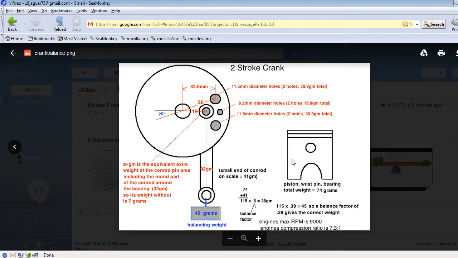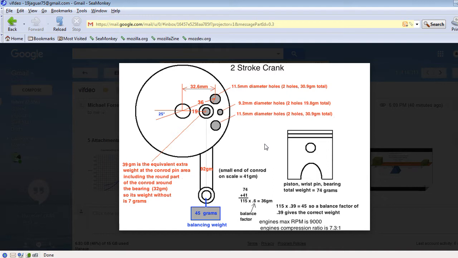The balance factor method is basically putting the conrod at a horizontal angle and letting the small end rest on a digital weight scale. So the weight of that small end resting on the scale plus the total piston assembly weight, you add those together and then you multiply them by the percentage. So if the percentage is 60%, it's basically 0.6, because 60 divided by 100 is 0.6.